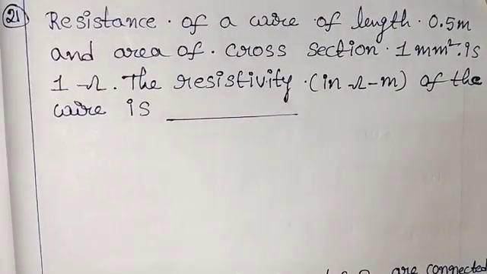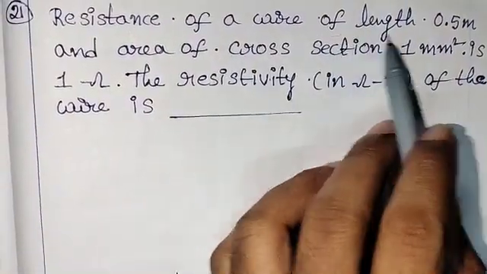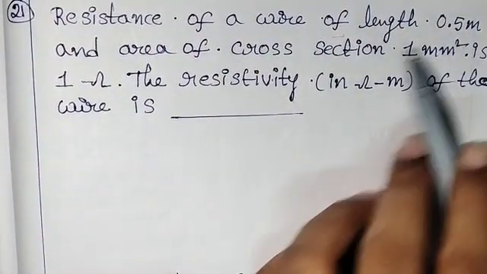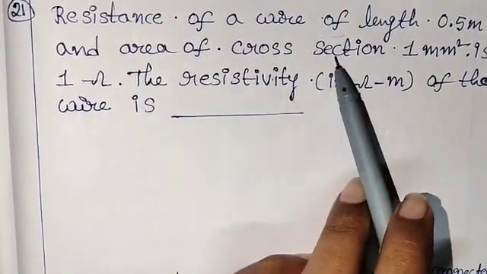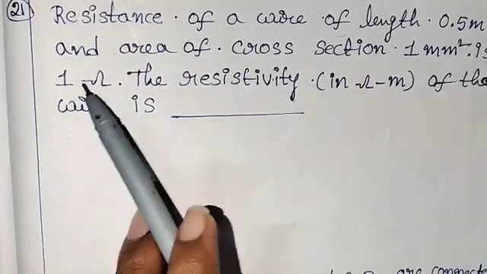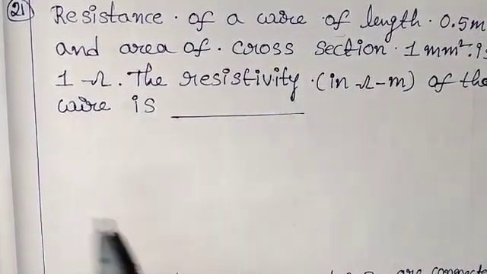Okay. Resistance of a wire of length 0.5 meters and area of cross section 1 mm square is 1 ohm. The resistivity of the wire is?